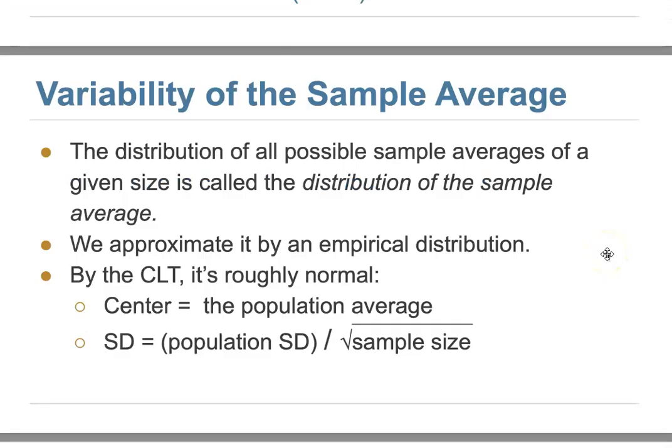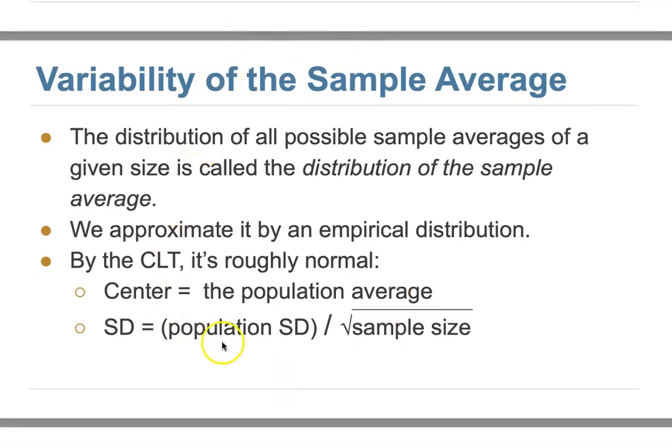So we want to show you more information from the central limit theorem. From the variability of the sample average, the distribution of all possible sample averages of a given sample size is called the distribution of the sample average. We approximately get an empirical distribution. And also from the earlier different sample sizes we plotted, we find the center equals the population average from the empirical distribution. And the standard deviation of the sample mean will equal the population standard deviation divided by the square root of the sample size.